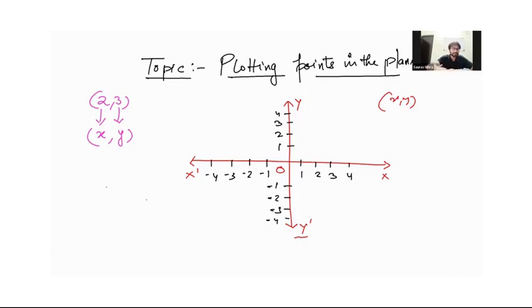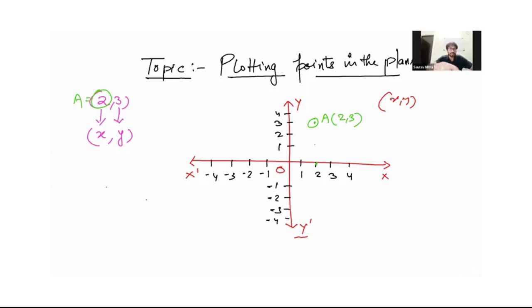Now after coming to 2 on the x-axis, go for y equals 3. So 3 units upward: 1, 2, 3. So this is the point for your 2 comma 3. Let us call this point A, and this is your 2 comma 3 representation.